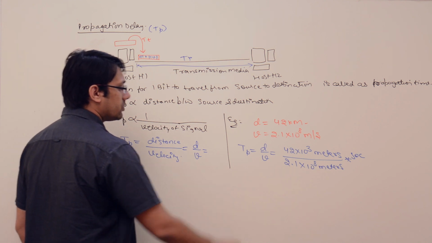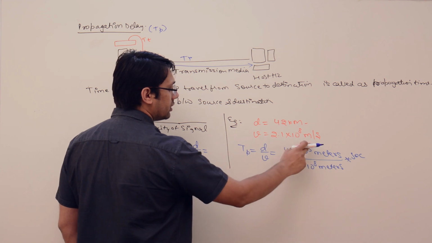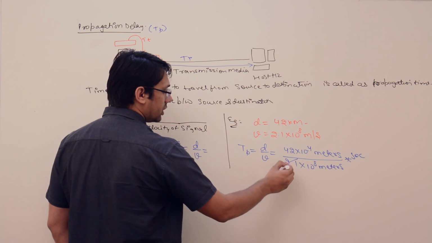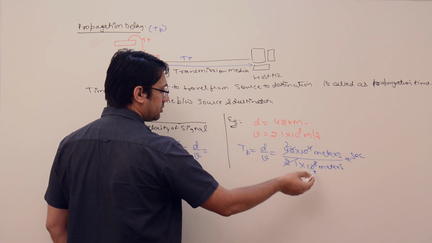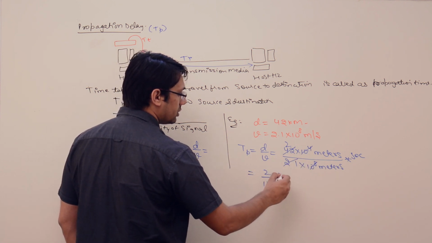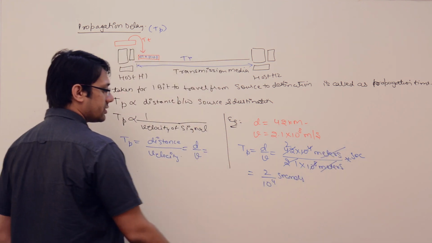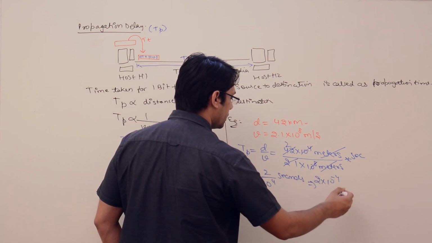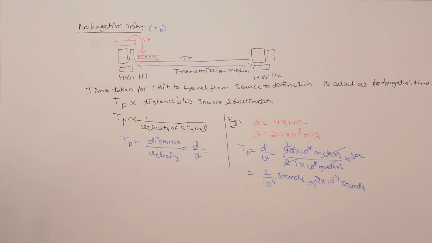To remove the dot from 2.1, I can make it 21 into 10 raised to power 7, so the denominator becomes 21 into 10 raised to power 7 and the 42 divided by 21 gives 2. So it is written as 2 upon 10 raised to power 4 seconds, which is equal to 2 into 10 raised to power minus 4 seconds.